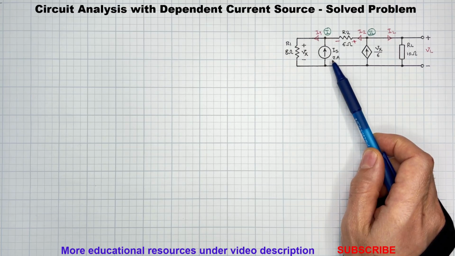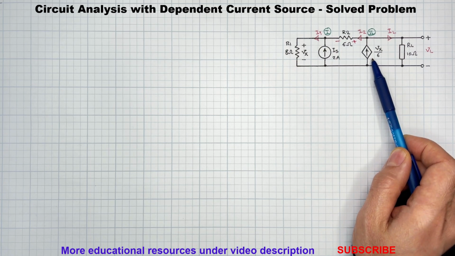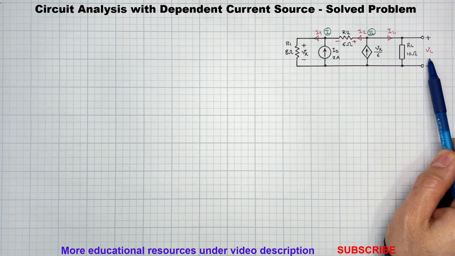In this video, we are going to analyze a circuit with independent current source, IS, and dependent current source, Vx over 6. As you can see here, dependent current source is represented by a diamond notation and is called voltage-controlled current source. And as you can see, its current value depends on the voltage across resistor R1, which is Vx. The goal of this example is to find the voltage across the load resistor RL.